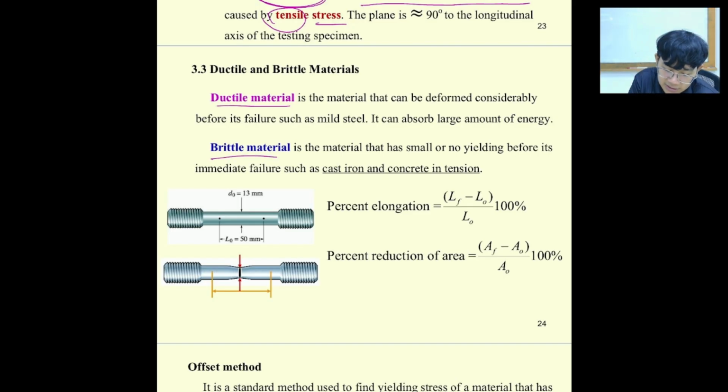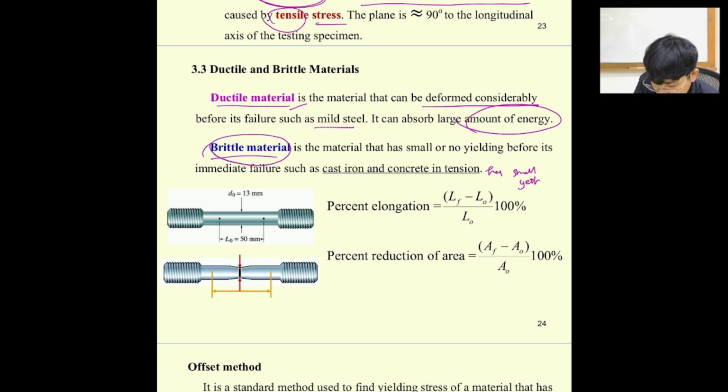So ductile, it's basically the material is going to be deformed before it fails, such as mild steel over here, and then absorb a lot more energy. If it's brittle, it has no or maybe small yielding point, and then it fails. For example, like cast iron or concrete. Okay.